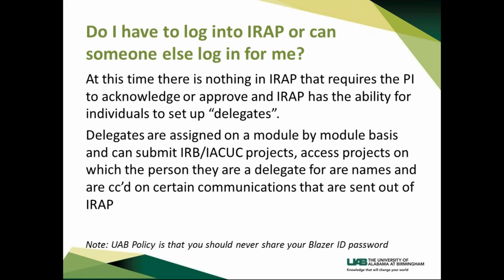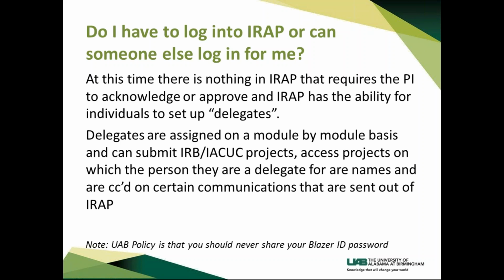Now, delegates are assigned on a module-by-module basis, so you can set up one delegate for IACUC, one delegate for IRB. What you can't do is set up a delegate on a project-by-project basis. So if you have 4 different IRB projects, your delegate will be able to see all 4 of those IRB projects. And so that sometimes causes a little bit of stress. Do you have a question?